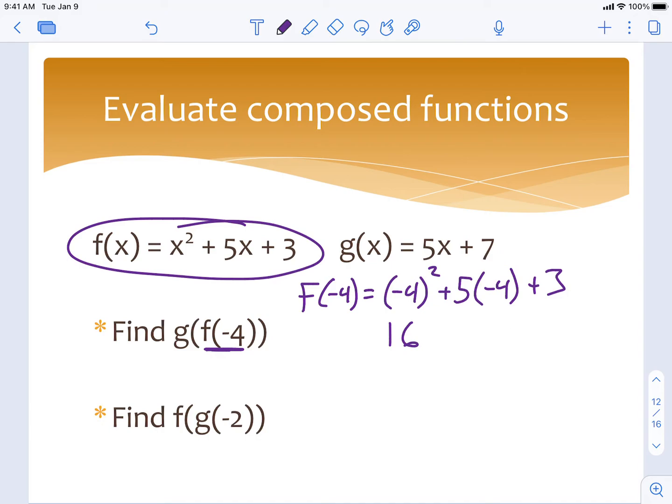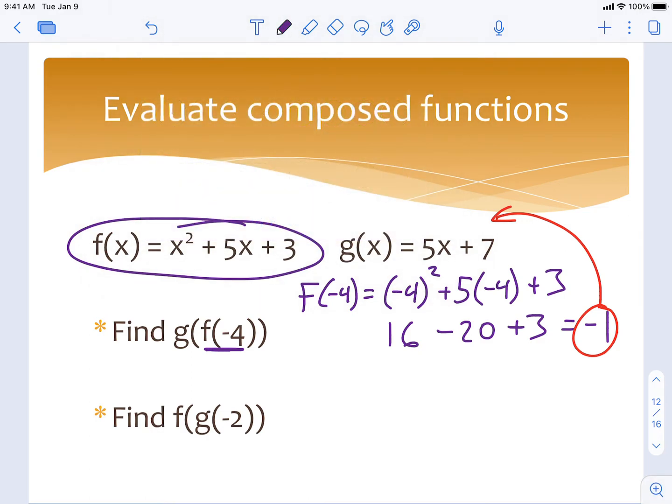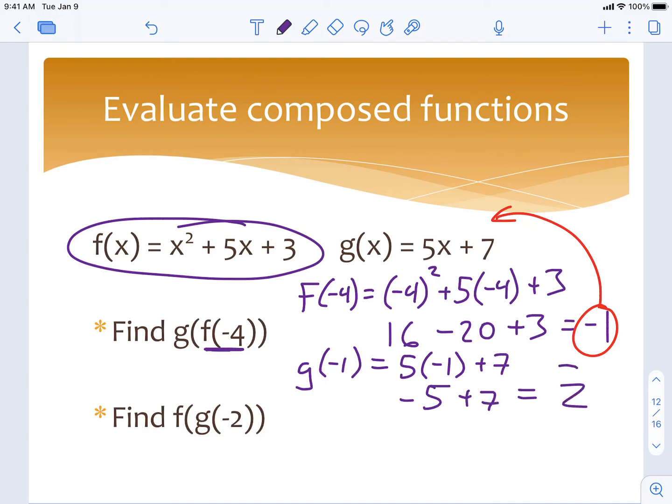Negative 4 squared is 16. That makes a minus 20 plus 3. And that gives us what? Negative 1. All right, now I want to take negative 1 and plug it into here. So then I will do g of negative 1. And that is 5 times negative 1 plus 7, which is negative 5 plus 7, which is positive 2 for the final answer.